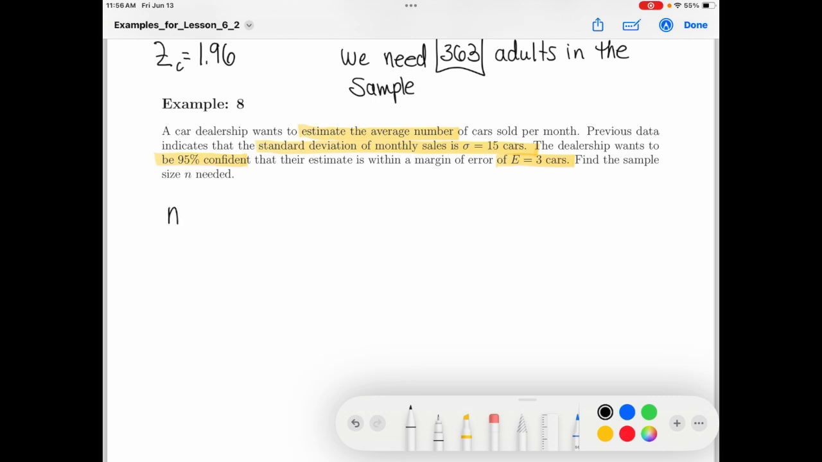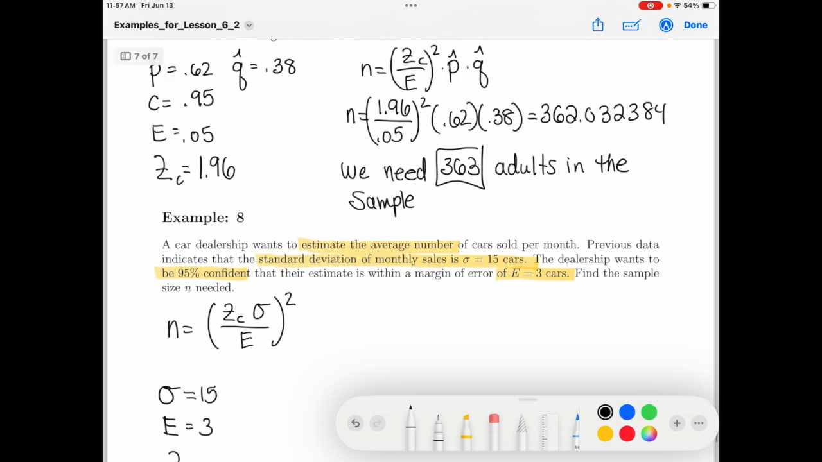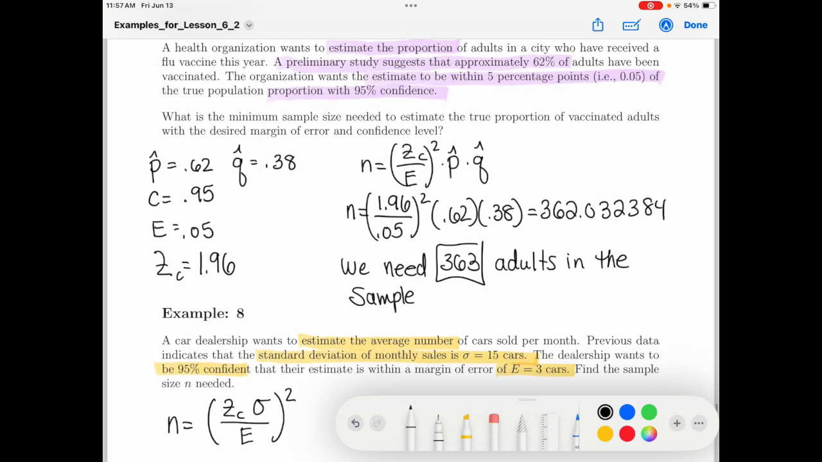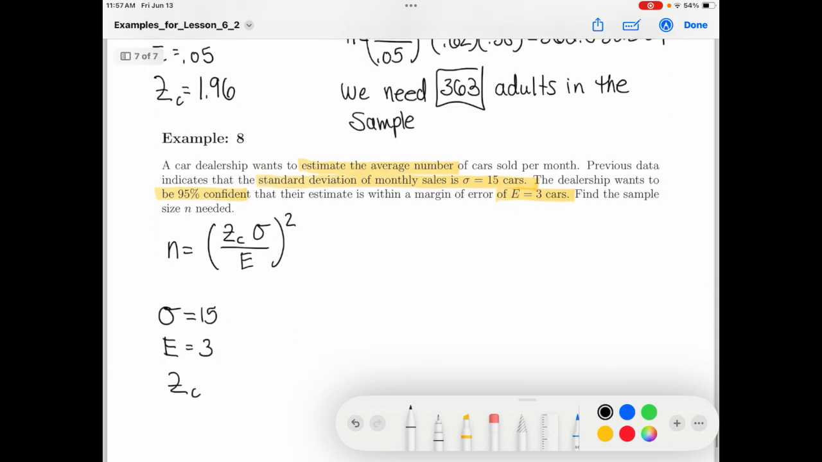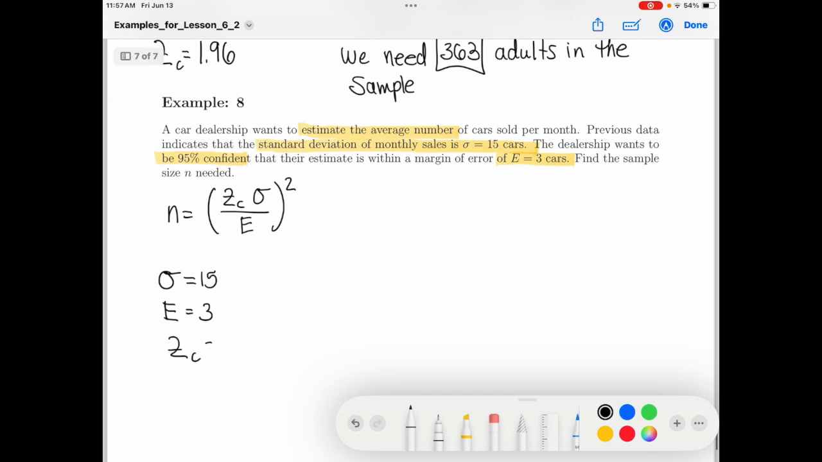So the formula that we're going to use, because we're doing the mean or the average, is this: z critical times sigma divided by the error all squared. We're given that sigma is 15, the error is 3, and we need to find our z critical. But the nice thing about this is in the previous example, we also did a 95% confidence level. So our z critical is going to be the same. It's going to be 1.96. So that saves us a little bit of work.